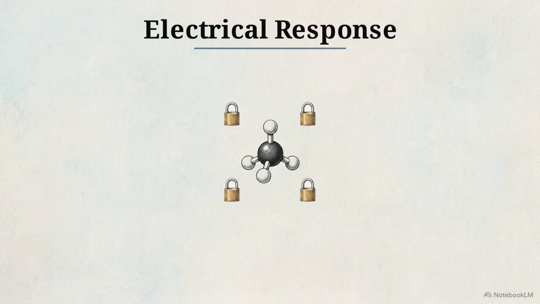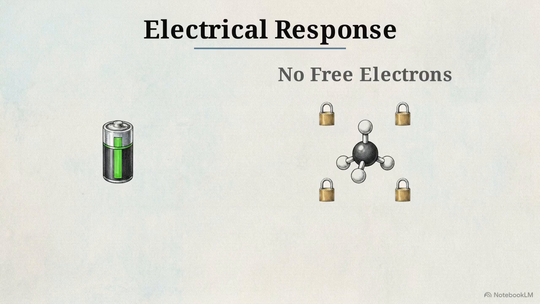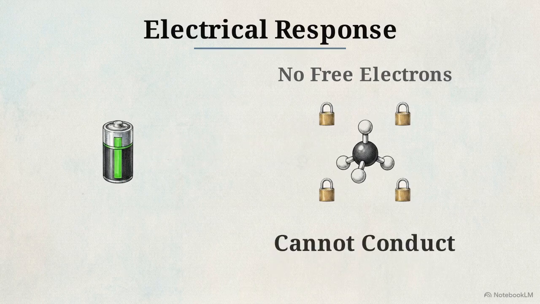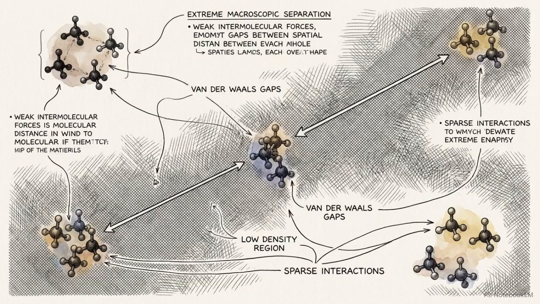Every single outer electron is strictly occupied in a covalent bond. There are no free-moving charged particles available to carry a current, meaning these substances cannot conduct electricity. Simple molecules act as isolated structural islands. Their macroscopic weakness and their insulative properties come entirely from the empty gaps between them.